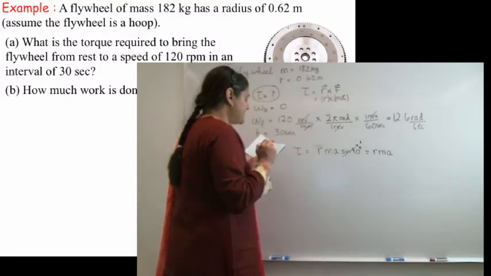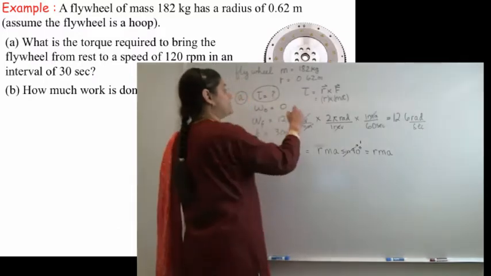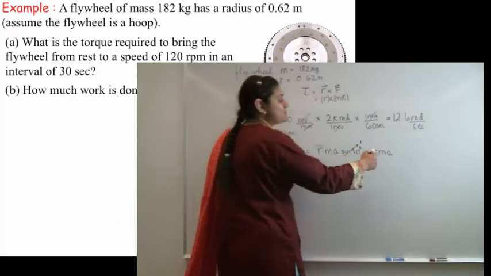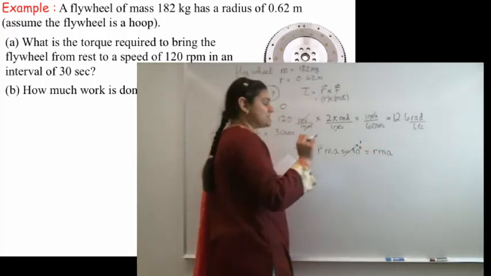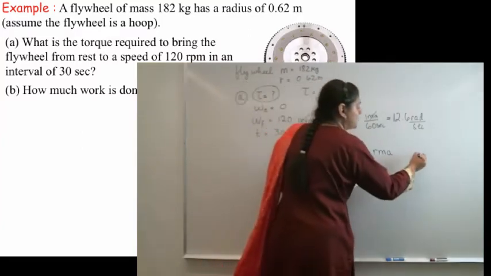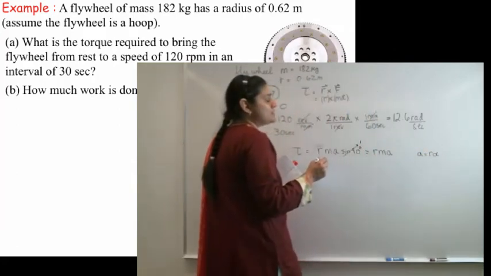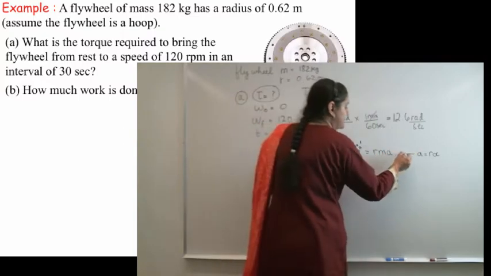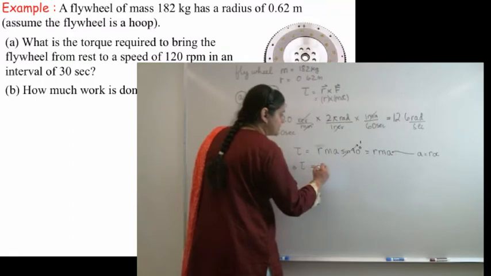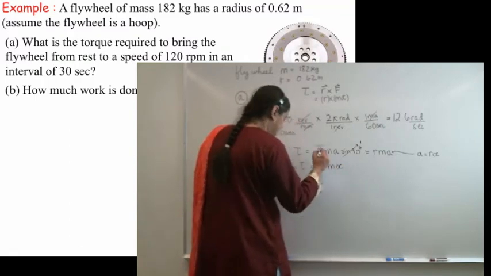Okay, now in this case, I don't have an A, but I do know that since the flywheel is going around in a circle, I have an alpha. So the relationship between A, which is the linear acceleration, and the angular acceleration, which is alpha, is A equals R alpha, right? So I'm going to plug that value into here. So my torque is going to become R squared M alpha.